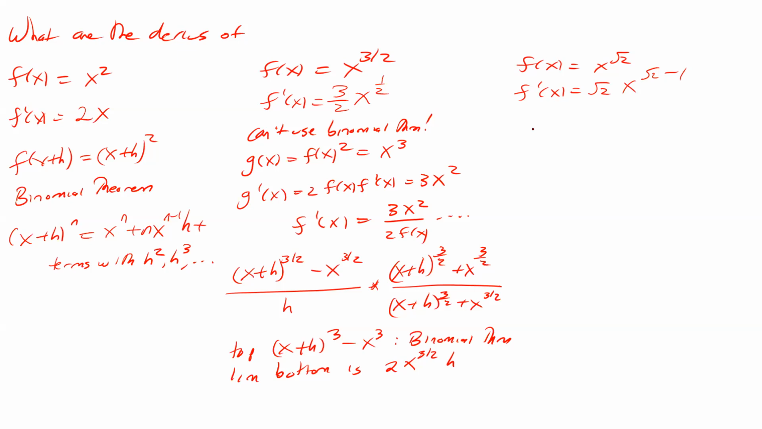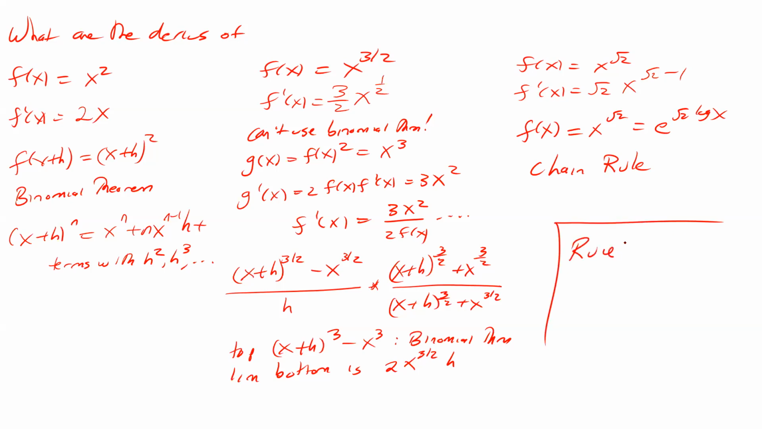For the third one, we have to use the fact that f of x is x to the root 2, which is e to the root 2 log x. And now we use the chain rule. So it's the same rule every time. You know, the rule is the derivative of x to the r is r x to the r minus 1. But the proof is very different depending on whether or not r is an integer, rational, or a general real number. And again, this is a capstone course.